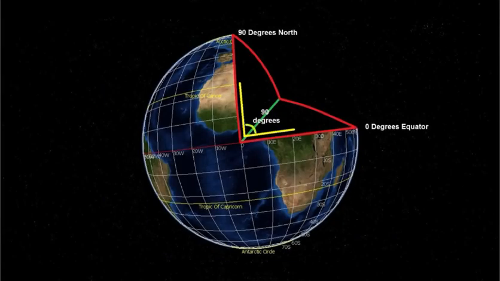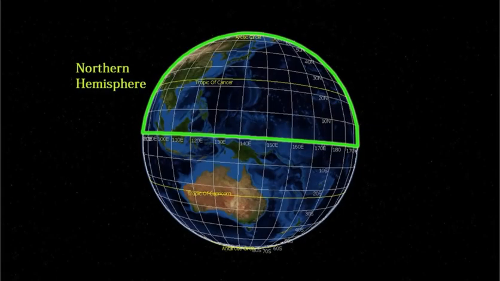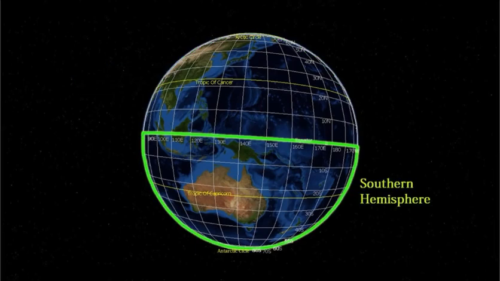From the 0 degree equator to the North Pole, there are 90 lines of latitude. Similarly, from the 0 degree equator to the South Pole, there are 90 lines of latitude. So, from the equator to the North Pole, it is known as the Northern Hemisphere. From the equator to the South Pole, it is known as the Southern Hemisphere.